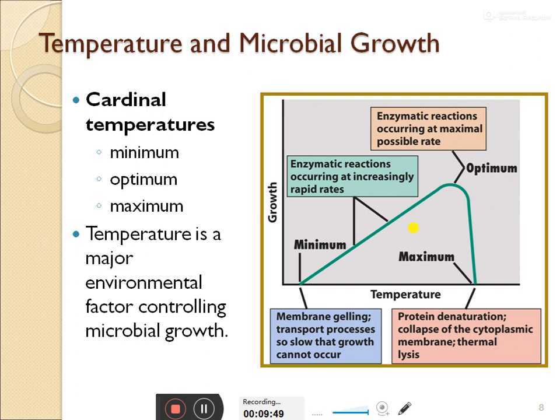In that, the minimum temperature means the minimum temperature required for the growth of bacteria. Optimum temperature is the temperature range where the maximum growth of bacteria is possible, and the maximum temperature is the highest temperature at which bacteria can grow. Below the minimum temperature, bacterial growth is not possible, and above the maximum temperature, bacterial growth is not possible.